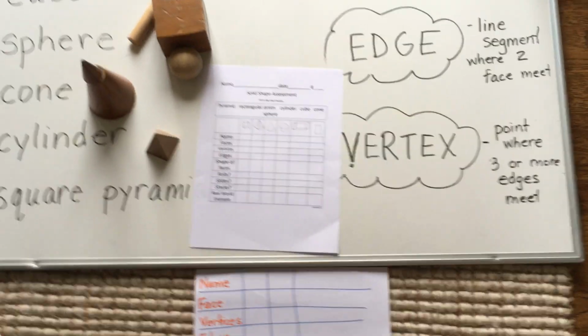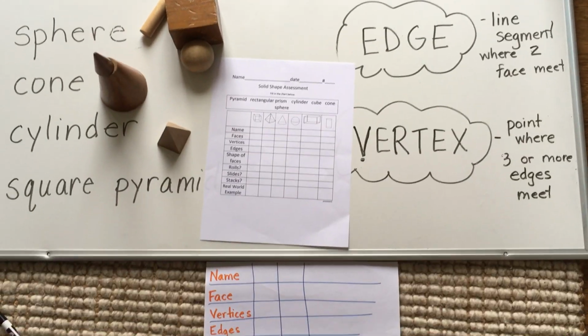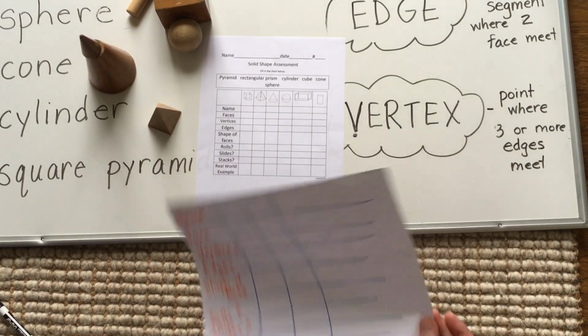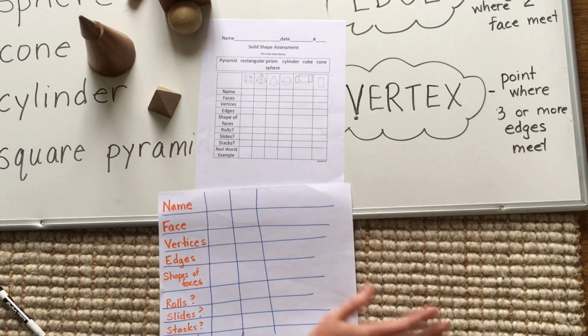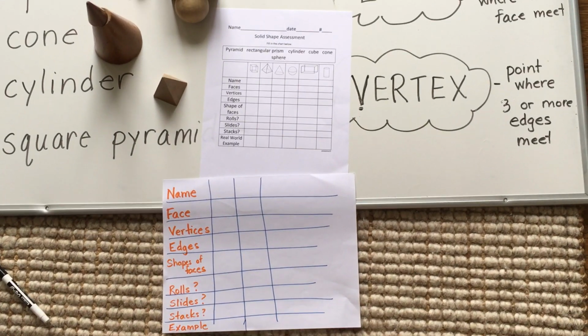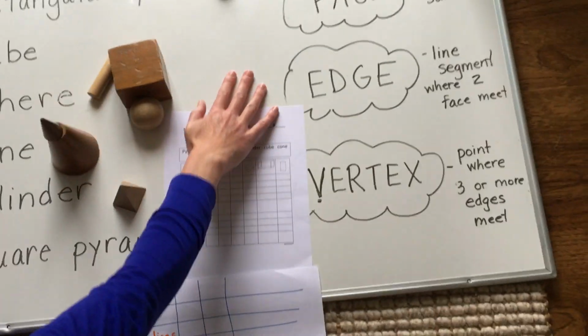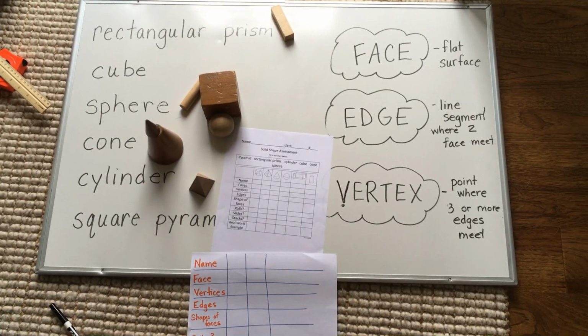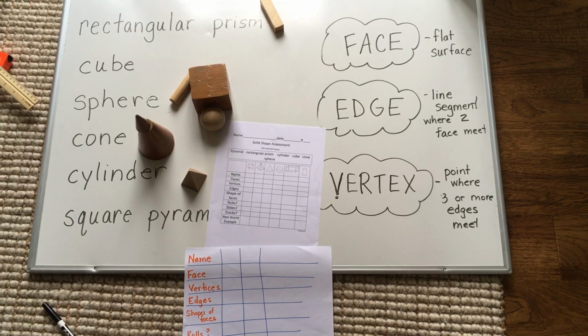This is kind of like your workbook page-ish, okay? Either do it in the Google Doc or make your own and take a picture. Either one, doesn't matter to me, do whatever is easiest. Okay, so that's going to help us review what a face, what an edge is, and what a vertex is, and what the names of all of our shapes are. And then, ready? Project number 2.